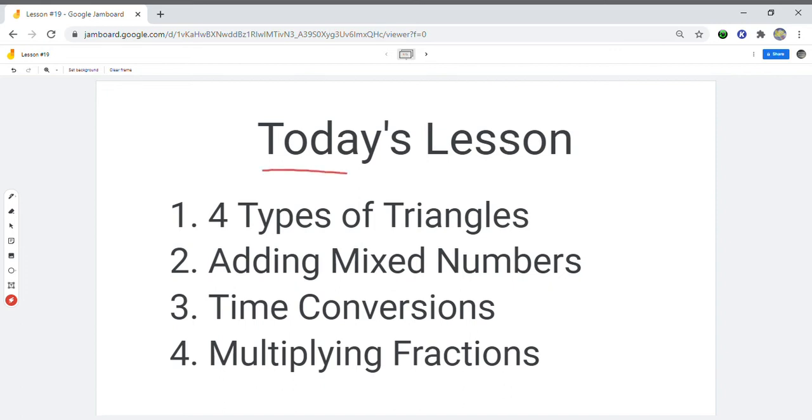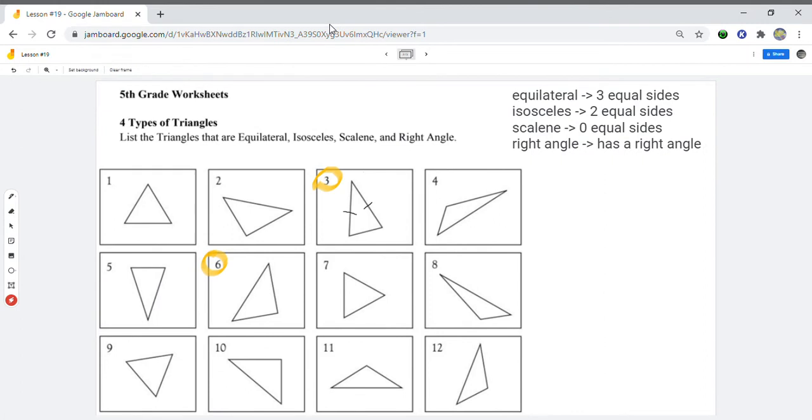Hello, 5th graders. Today we're going to go over the 4 types of triangles, adding mixed numbers, time conversions, and how to multiply fractions. So for the first one, 4 types of triangles, we're just going to list the triangles that are equilateral, isosceles, scalene, and right angle. So in this section, we're just going to briefly go over the 4 different types of triangles.